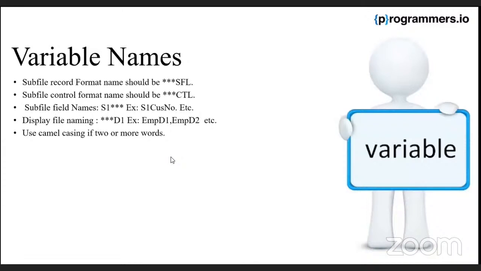For display file naming, if we are using multiple display files, we can use d1, d2, d3 in multiple ways. Use camel casing if there are two or more words. I have given an example here, written as emp d1. If we use something like emp d1 in short characters, it is not very visible to anyone who is going to read it. Even when I am writing the code, it is not visible to me either. So camel casing is a universal standard we should follow while writing functions, variables, whatever we are going to write in our code.